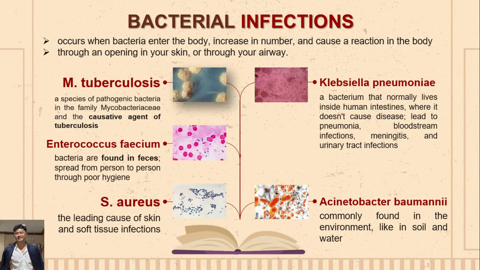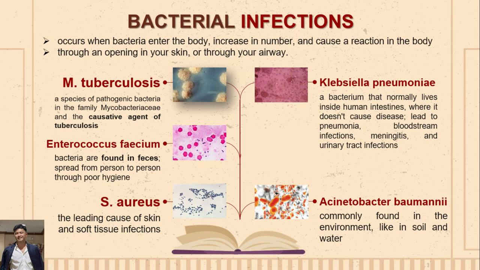Bacterial infection occurs when bacteria enter the body, increase in number, and cause a reaction in the body. It may enter through an opening in your skin or through your airway. For example, tuberculosis, a species of pathogenic bacteria in the family of Mycobacteriae and the causative agent of tuberculosis. Next is Enterococcus faecium, a bacterium found in feces, spread from person to person through poor hygiene.